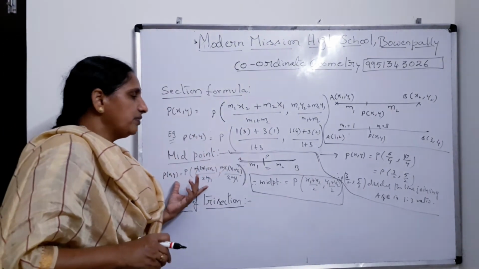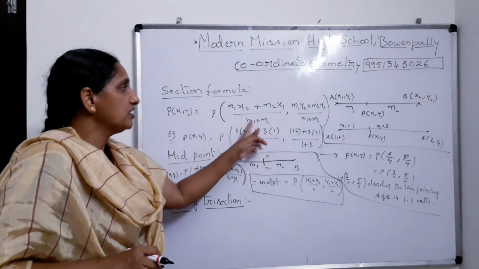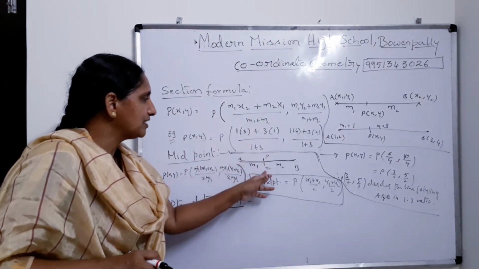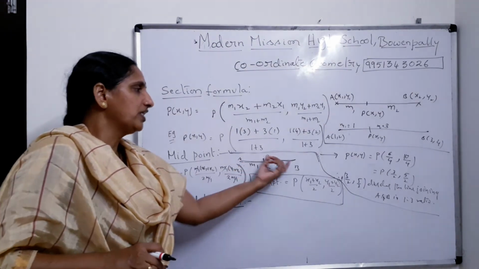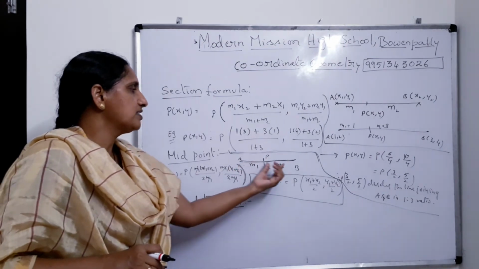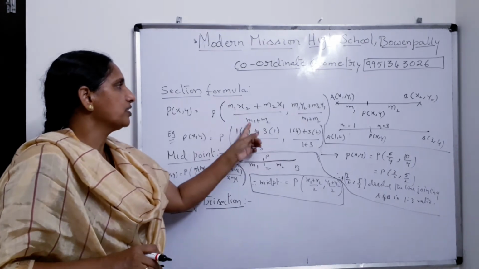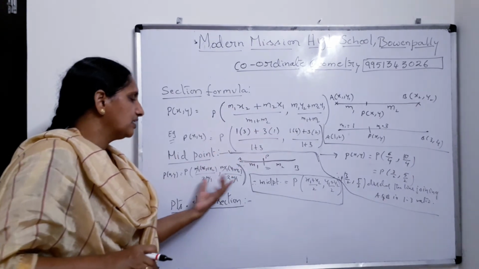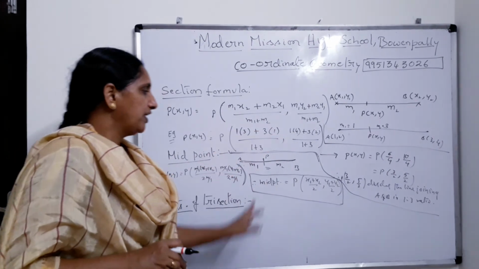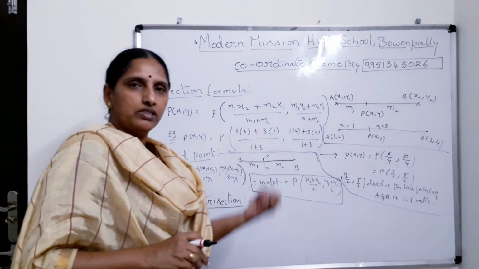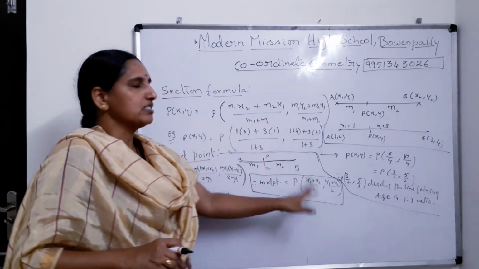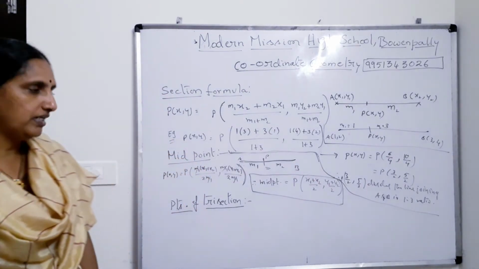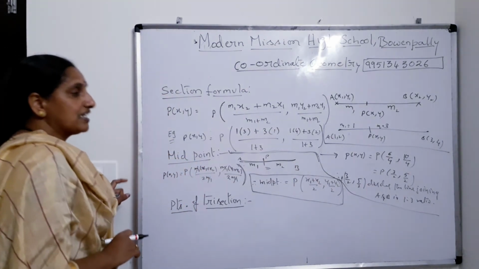Now midpoint being the special case, we said m1 is equal to m2. Why? Because this lies exactly midway between A and B. So it divides into two equal halves. So therefore m1 is equal to m2. Thus substituting m1 is equal to m2 in this, you will get this kind of formula finally. So directly you can write the midpoint. Whenever a midpoint concept is asked, you can directly write this one. No need of writing this and then simplifying it. Right? So the next, points of trisection.